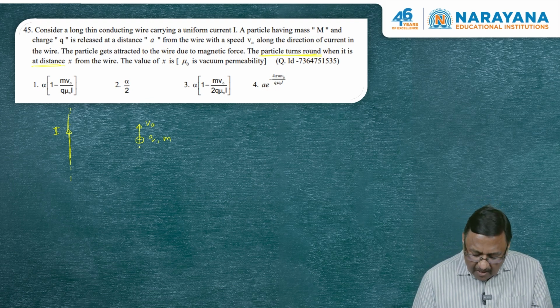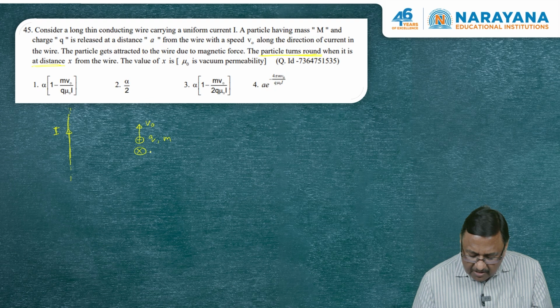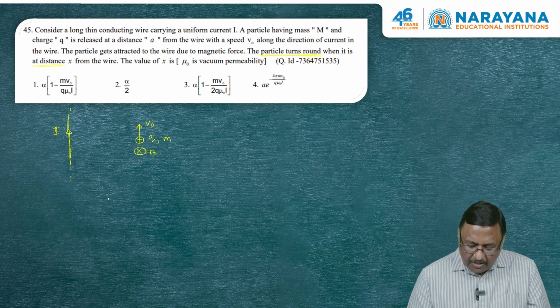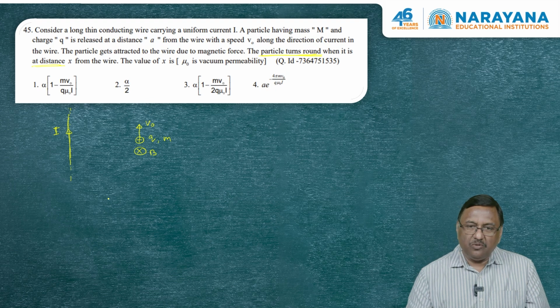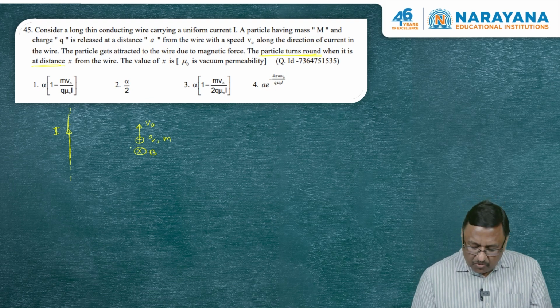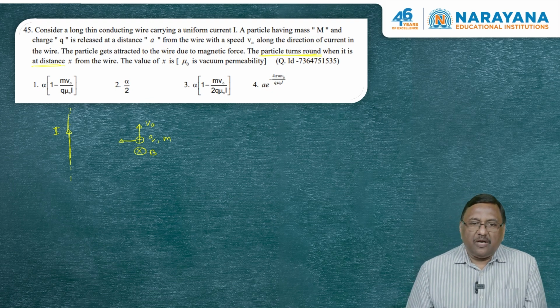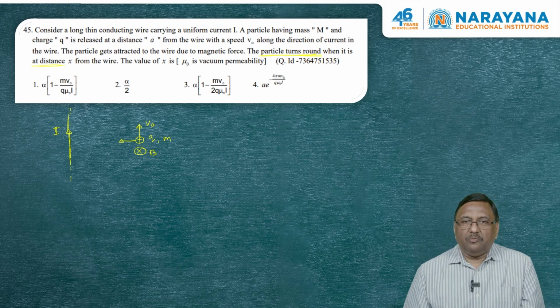Because of this wire, at this point, your magnetic field direction is in the downward direction. Easy. V is in the upward direction, B in the downward direction. V cross B is going to give you force towards the wire. That means, as he's saying, this particle starts attracting towards the wire. The particle gets attracted to the wire due to the magnetic force.